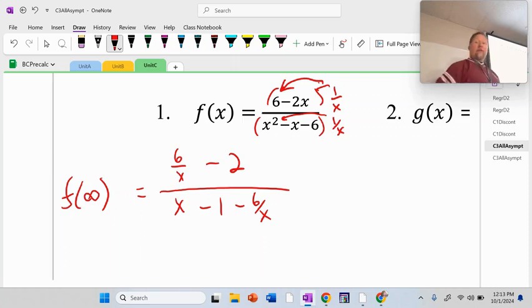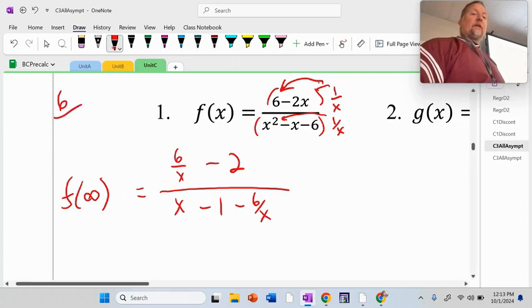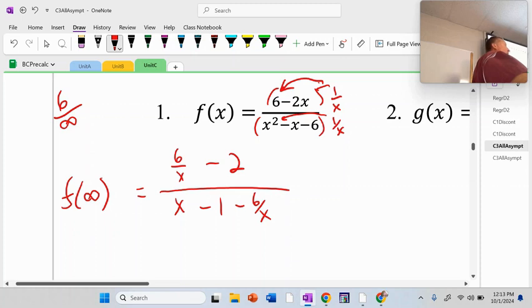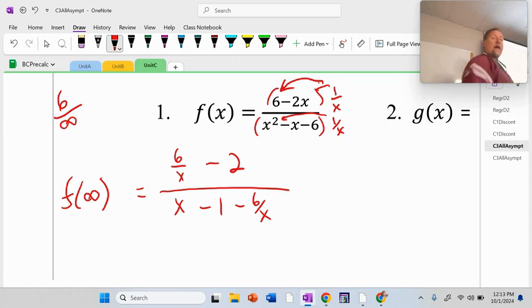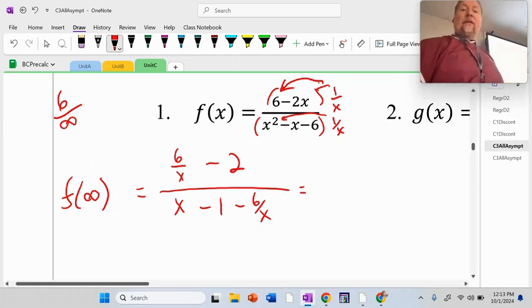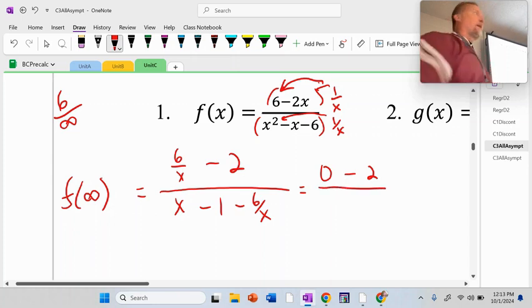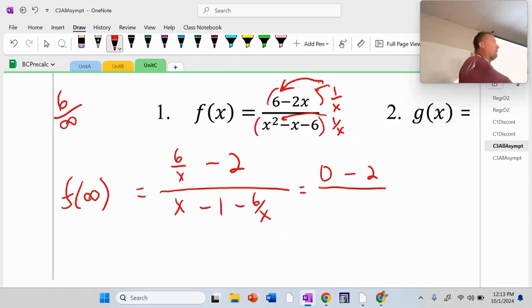What's 6 over infinity become? What does 6 over infinity become? 6 over 1,000, 6 over 100,000, 6 over 1,000,000, 6 over 1,000,000,000, 6 over 1,000,000,000,000. What are those numbers getting closer and closer to as I throw in bigger numbers? 0. So actually, when I do f of infinity, this becomes 0 minus 2. I have nothing to plug in for the 2. So that becomes negative 2.